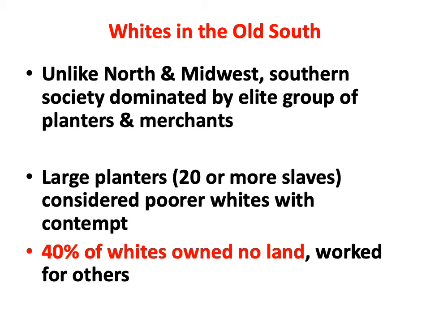And 40% of the whites owned no land, so they worked for others. Some of them worked for other whites who owned no slaves, or in fact, some of the whites without land worked for planters who owned a few slaves and then also had a few whites working along with the slaves in the fields. And then, of course, other whites worked in the small cities, in stores or in stables taking care of horses and whatnot.